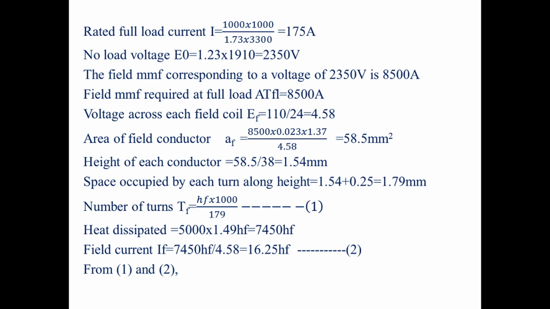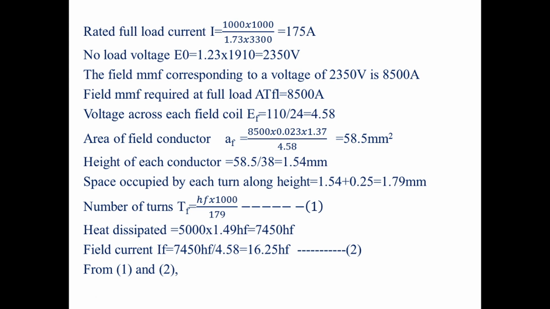So number of turns TF is equal to height of the field winding HF into 1000 divided by 1.79 millimeter, that is 1.79 into 10 to the power minus 3. Correct, so this should be 1.79, not 179. So that I have taken in the numerator. So call it equation number 1.